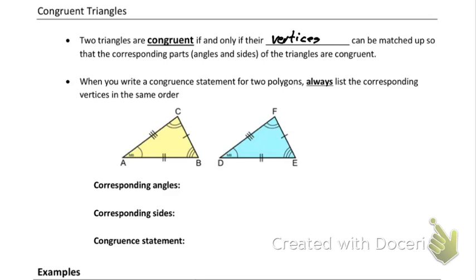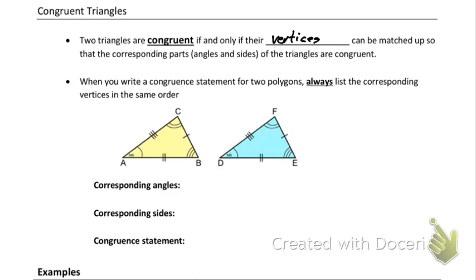In this case, our top angles are the same. Our bottom left angles are the same. Am I missing something? No, sorry. Your bottom right angles are the same, and so are all your sides. So all this is really saying is, can you match it up so all the angles are congruent and all the sides are congruent? When you write a congruent statement for two polygons, specifically triangles, always list the corresponding vertices in the same order.